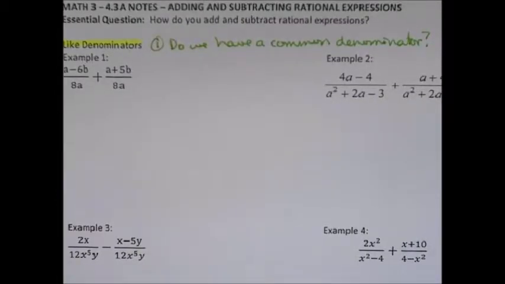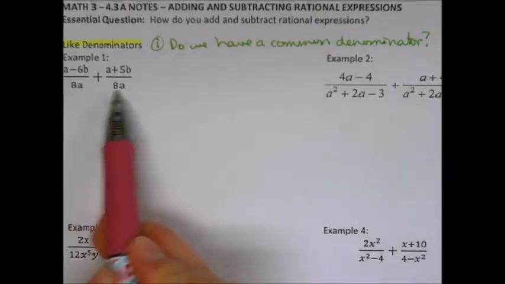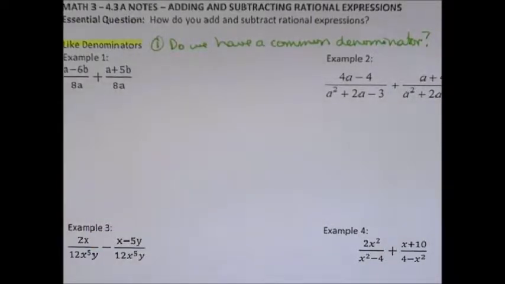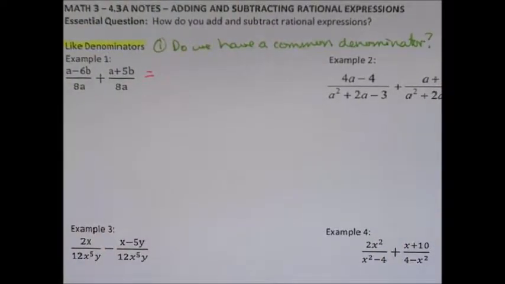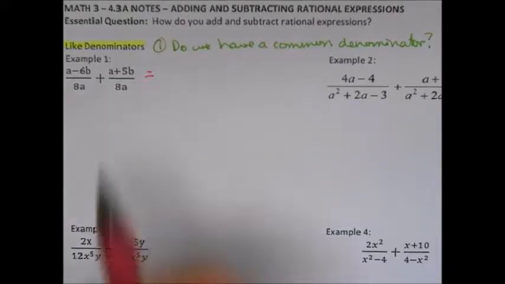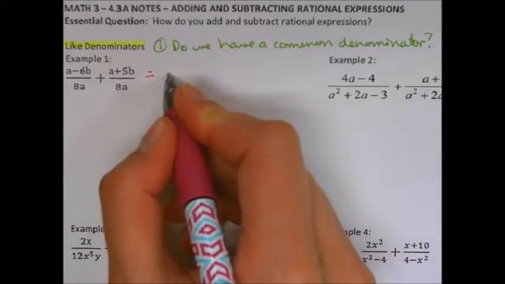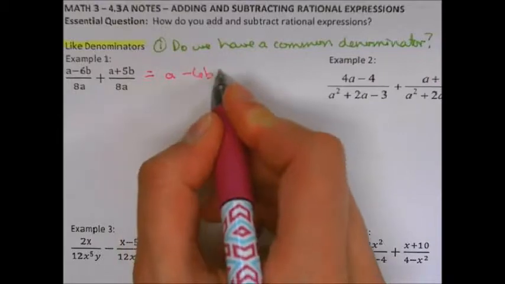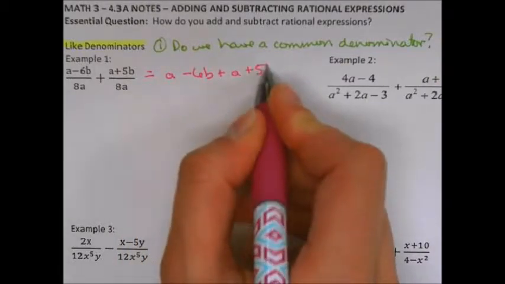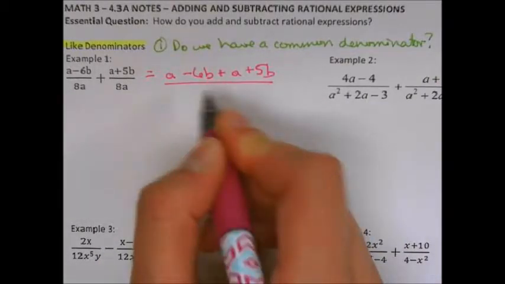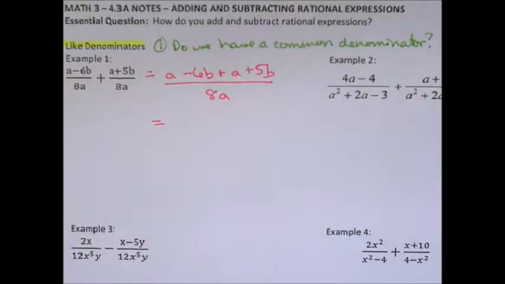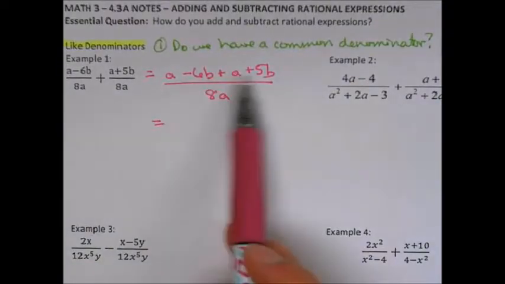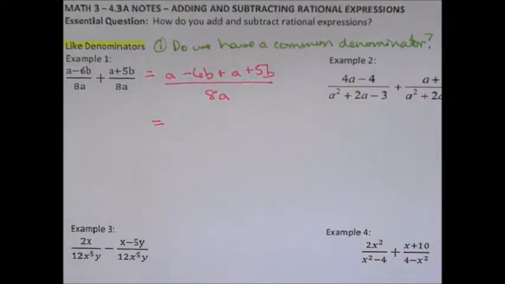Let's look at number one. I have a common denominator, so I don't need to change anything. I can just go straight to adding. And when I add straight across, I have a minus 6b plus a plus 5b, all over my denominator, 4a. So we add the top, keep the denominator the same.